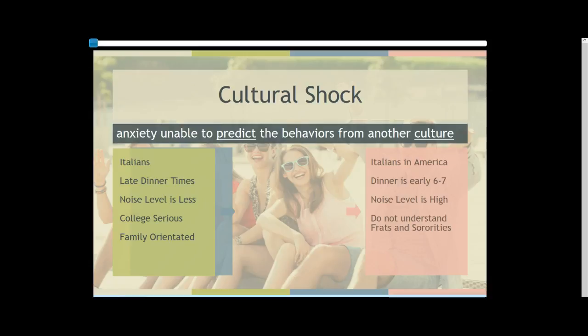As soon as they hit college, they're right on track. This is a serious moment. So a lot of times they don't understand when they come over here what frats and sororities are and how we handle college here in the U.S. So there's just going to be some different variances that bring on maybe some anxiety that they're unable to predict the behaviors from another culture.